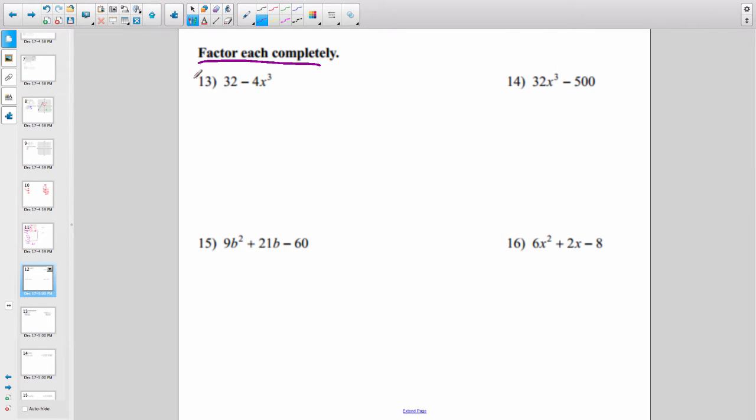Factor completely. Not solving. I've seen a lot of students spend a long time solving when they didn't have to. It's not solving, just factoring. So step one in all factoring is GCF. No matter what, always check for a GCF. It'll make your life so much easier. So I'm looking at 32 minus 4x, and I'm thinking a 4 would be common to both of these. So if I extract a 4, this is what I'd be left with.